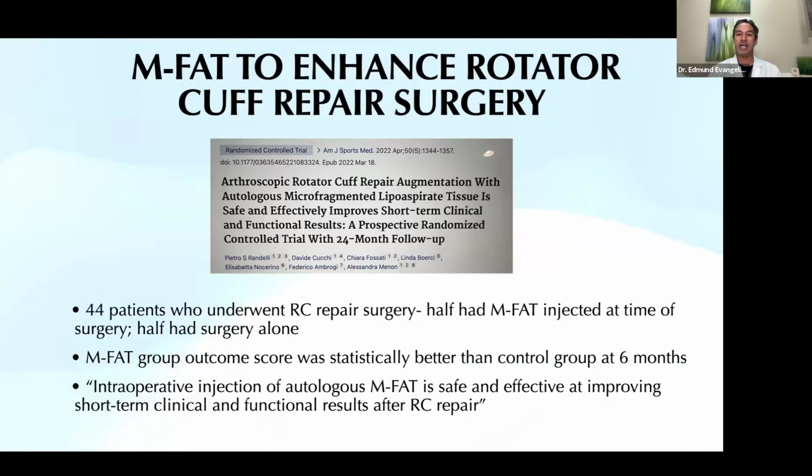Now, they didn't see any change in the other endpoints. So at 1 year, 2 years, outcomes were the same, but they concluded that injection of autologous MFAT is safe and effective at improving short-term clinical and functional results after rotator cuff repair. So the ultimate outcome may not be better, but it definitely looked like there was faster healing in the patients treated with the MFAT.